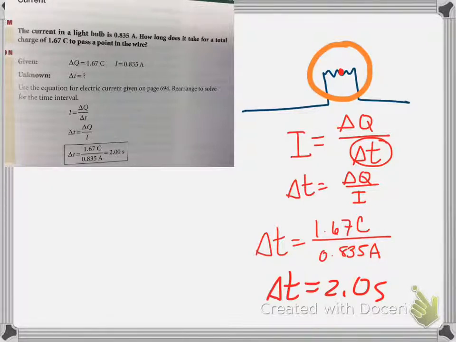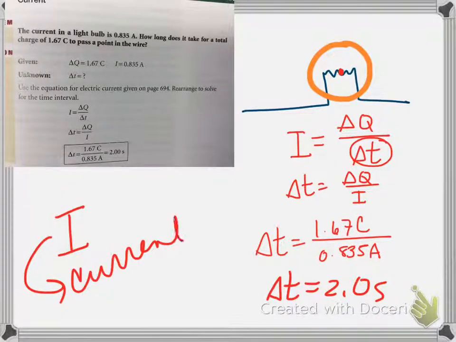Number 1 on the same page is assigned. 1 simple problem, 3-part algebra. The part that most people find weird is that I is current. Why can't we use C? Because C is taken for charge. So I is current. That's it for today.